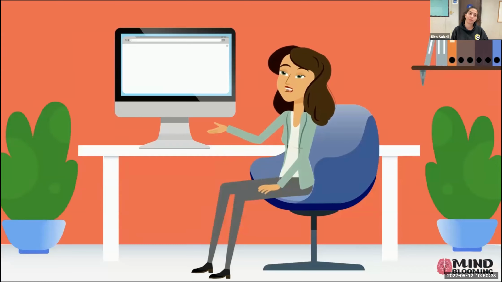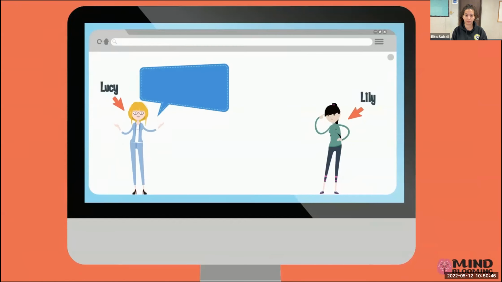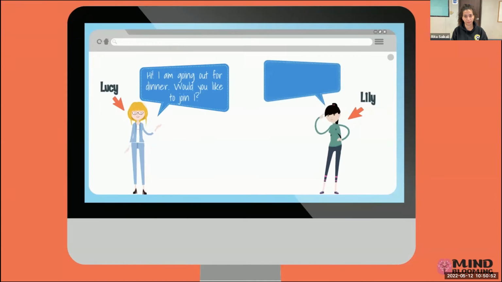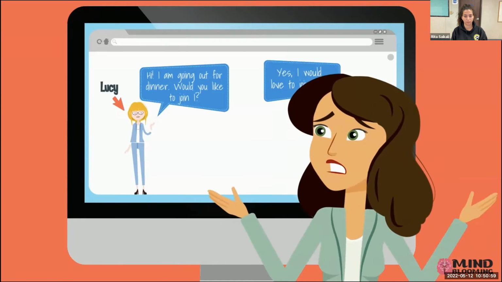Let's look at this next scene to see how we can use the pronouns me and you. In this conversation between Lucy and Lily, Lucy is saying, "Hi, I'm going out for dinner. Would you like to join I?" And Lily replies and says, "Yes, I would love to join you." Something about what Lucy said doesn't sound right.